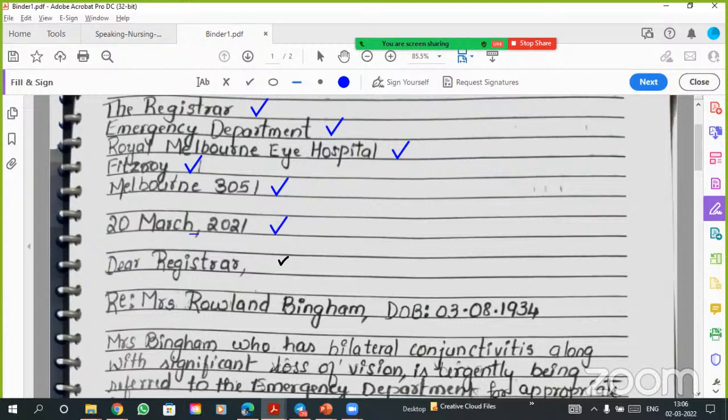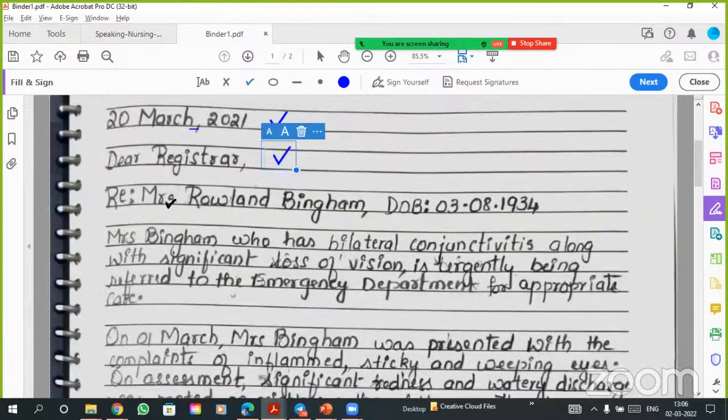Dear registrar. Regarding Mrs. Rowland Bingham, comma. This comma is right. Date of birth 3 August. How do you know this is 8th of March or 3rd of August? It's confusion. So always write in official format, which is acceptable internationally.